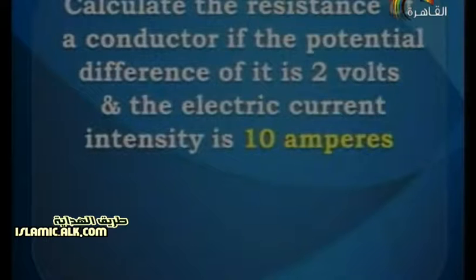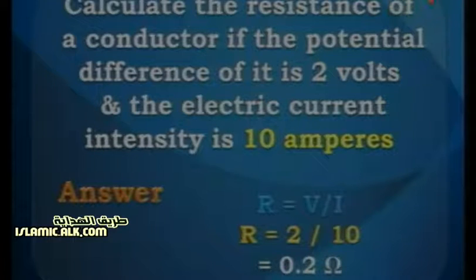After that, another problem: calculate the resistance of the conductor if the potential difference across it is 2 volts and the electric current intensity is 10 amperes. We have 2 volts and 10 amperes, and I need to calculate the resistance. It's very easy. We have one rule here. The answer is R equals V divided by I. It means Ohm's law. So R equals 2 divided by 10, so here we have 0.2 ohm. This is the measuring unit of resistance.